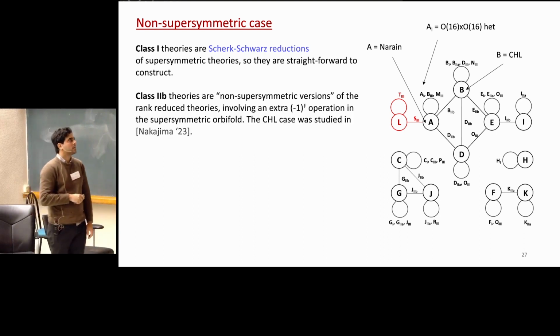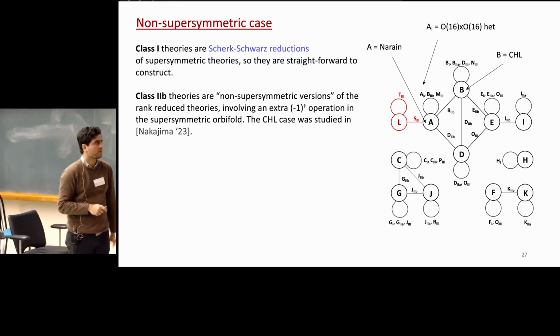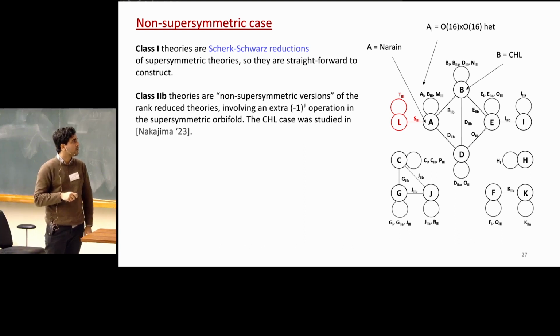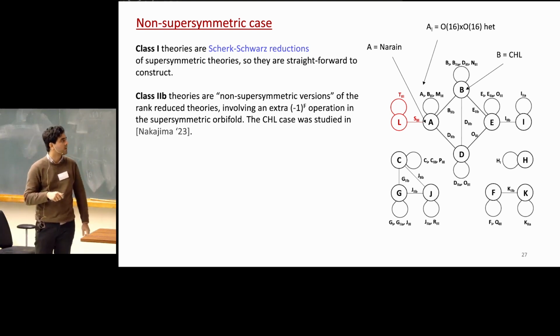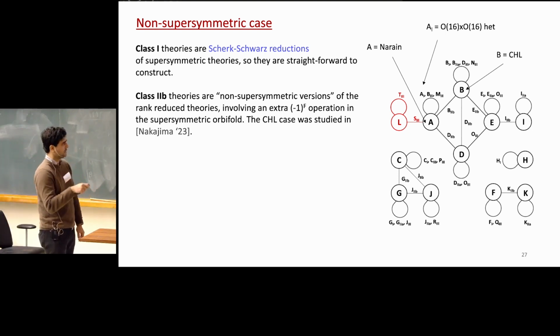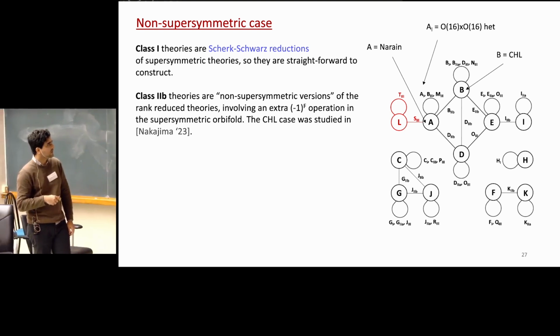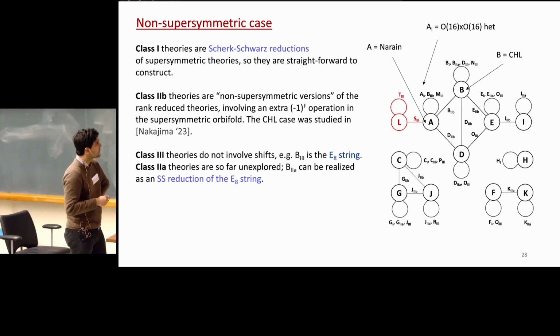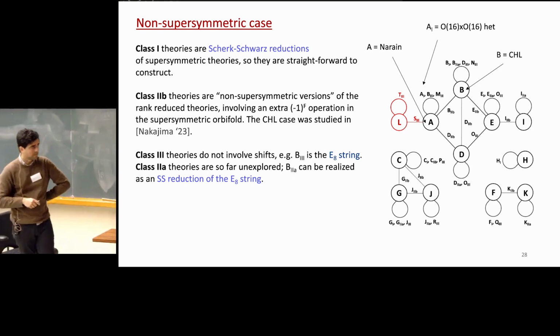Class 2B theories are like non-supersymmetric versions of the supersymmetric ones. What that means is you have the supersymmetric theory, defined by some kind of orbifold, and then you attach an extra (-1)^F there. This will break supersymmetry. A nice example of that is the so-called non-supersymmetric CHL string, which was constructed and studied in depth by Nakajima this year. And you can find those versions for many other supersymmetric theories.